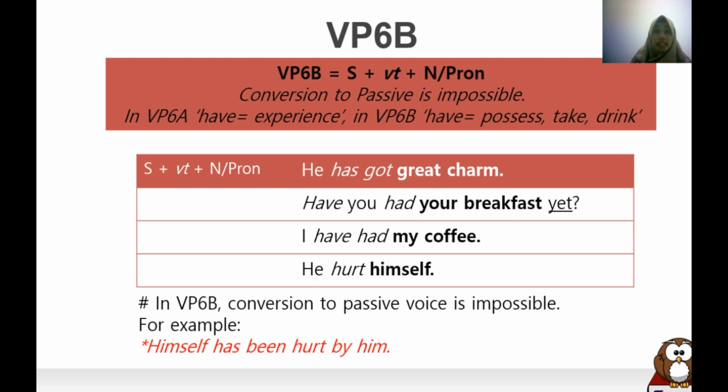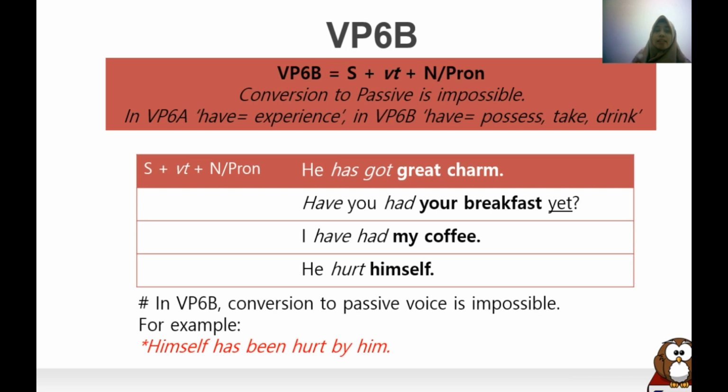Have you had your breakfast yet? Okay, this is the interrogative form. The subject is you, and then the verb is have had, meaning take, and then your breakfast here is the object. Yet here is the adjunct of time. And then, I have had my coffee. I here is the subject, have had here is the VT, and my coffee is the noun. And then, he hurt himself. He here is the subject, hurt here is the VT, and himself is the pronoun.